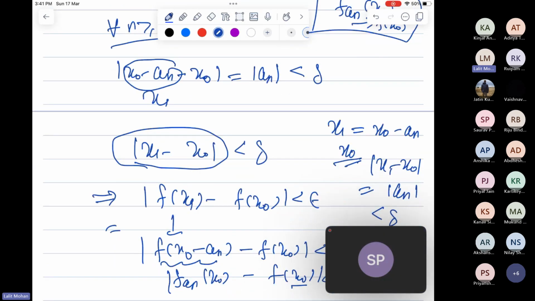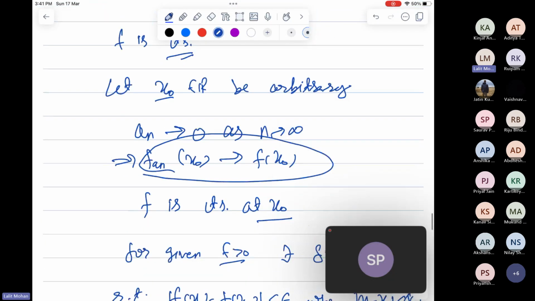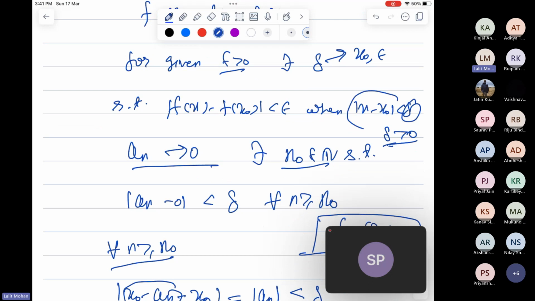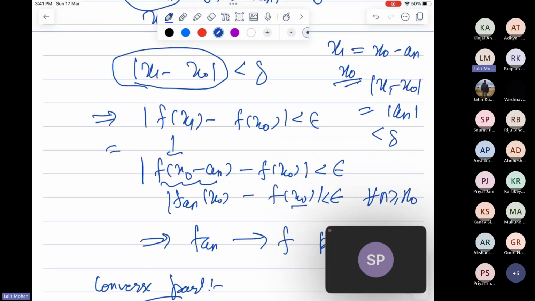So when |x1 - x naught| is less than delta, just see the definition of continuity. When the difference of any number with x naught is less than delta, that means that the difference of their functional values is less than epsilon, right? So since |x1 - x naught| is less than delta, this implies that |f(x1) - f(x naught)| is less than epsilon.